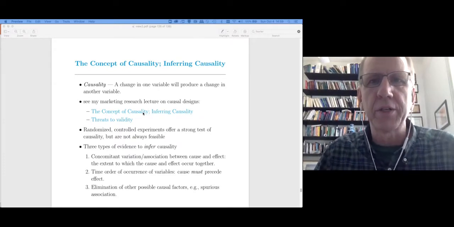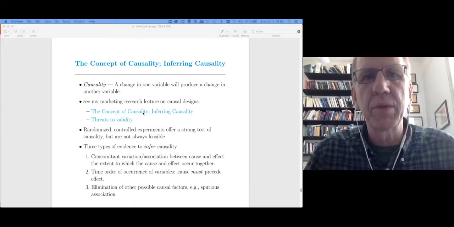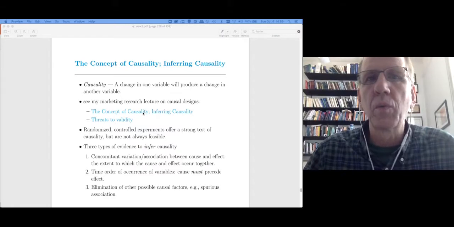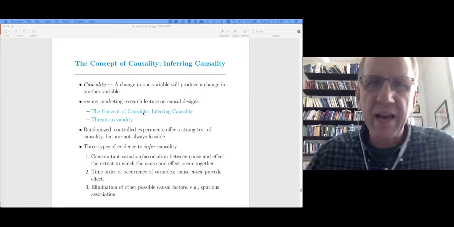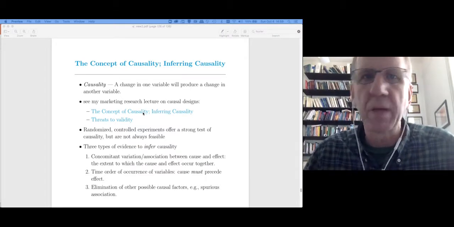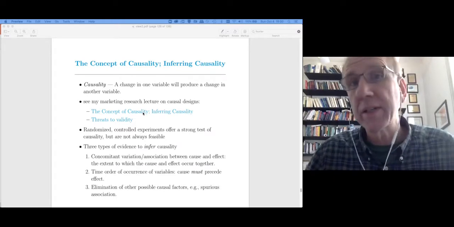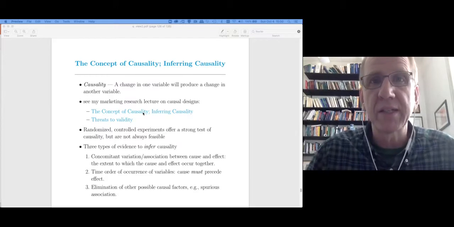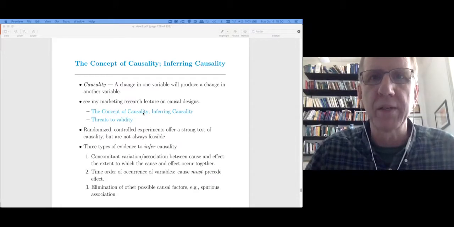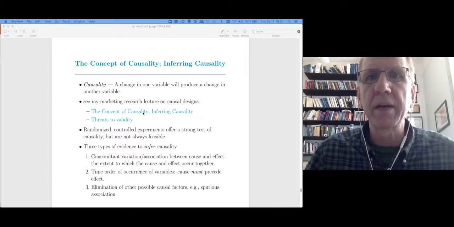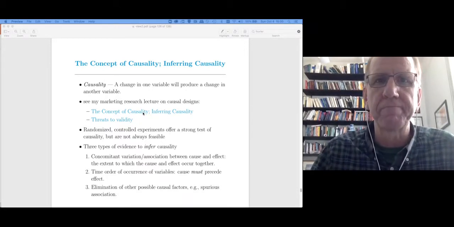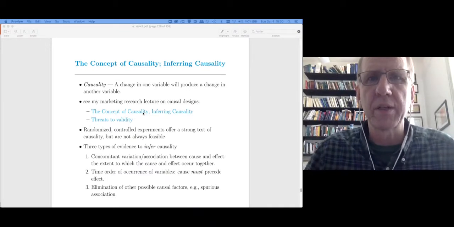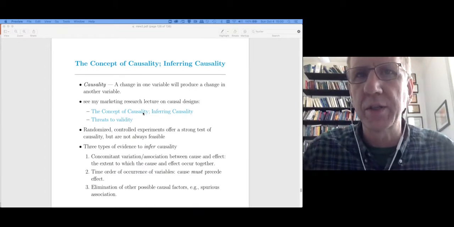What is concomitant variation? Concomitant variation simply means that the cause goes with the effect. So when my advertising is high, then my sales are high. When my advertising is low, then my sales are low. That would suggest that my advertising level goes with my sales level, and that would be a necessary condition for causality. If my advertising had no relationship with sales, I couldn't really say that advertising was causing sales.